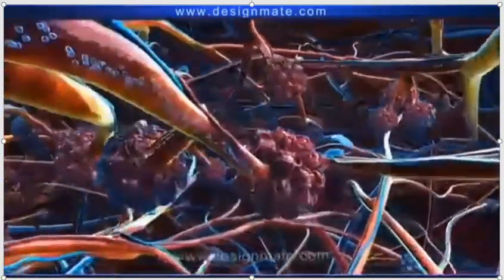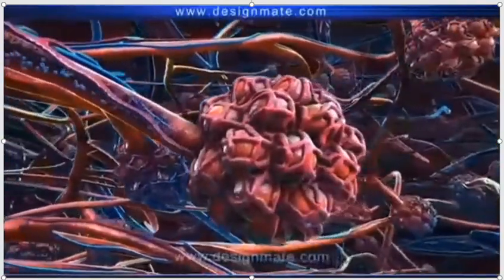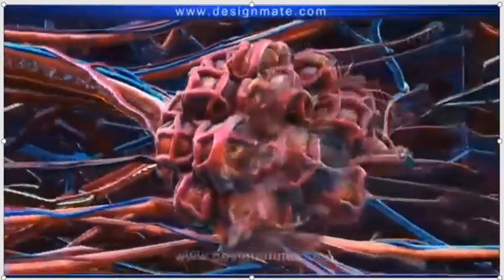Oxygen travels through these bronchioles and reaches the alveoli, each of which is surrounded by a network of capillaries.